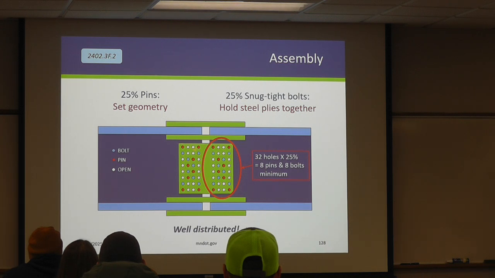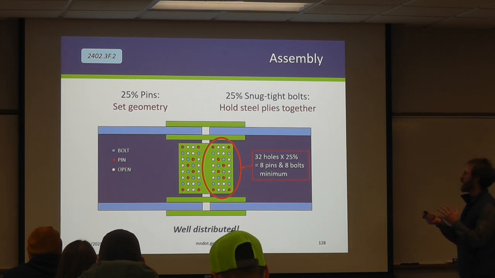So you can see here, I apologize if you're colorblind, I've got red representing the pins up in the corners. Because right, it's hard to rotate something when you're pinned way out on its ends. I've got a couple sprinkled in the middle, and then I've got some snug tight bolts more in the middle of the connection because we're trying to bring all those plies together for the most part.